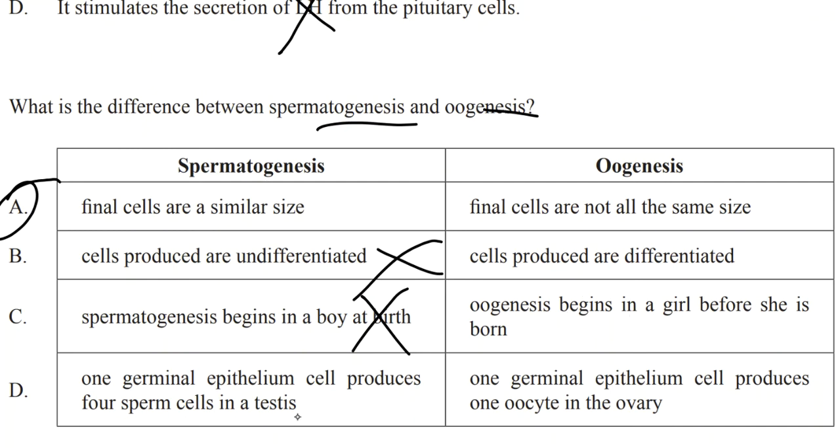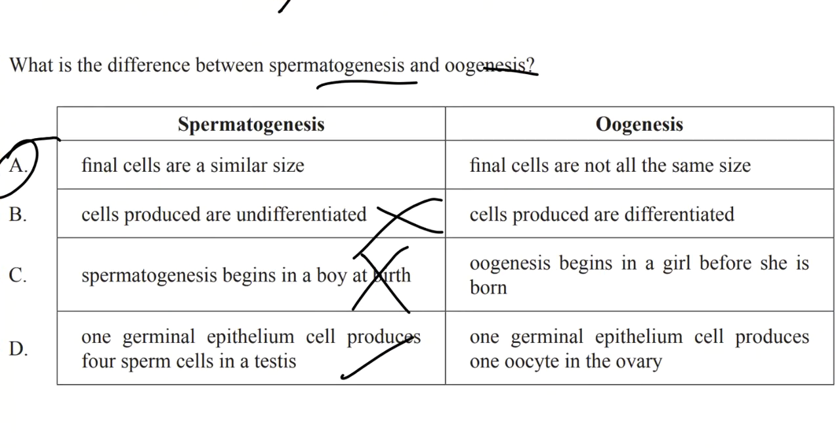One germline epithelium cell produces four sperm cells in the testes. That's correct. One germline epithelium cell produces one oocyte in the ovary. This is not really looking at a difference, but more to do with the fact that we have the ovary as the site, and here we have the testes, but it's more the seminiferous tubules that are recognized as the main site of spermatogenesis. So I think this question is trying to get into that.